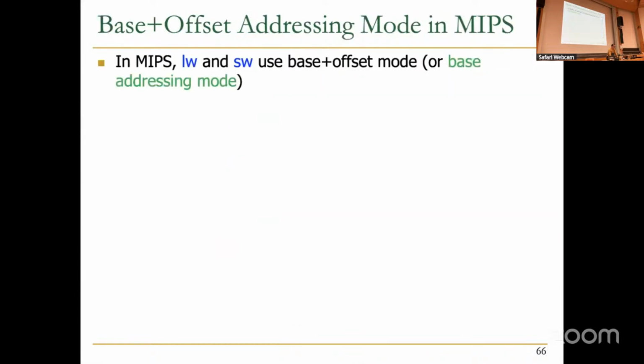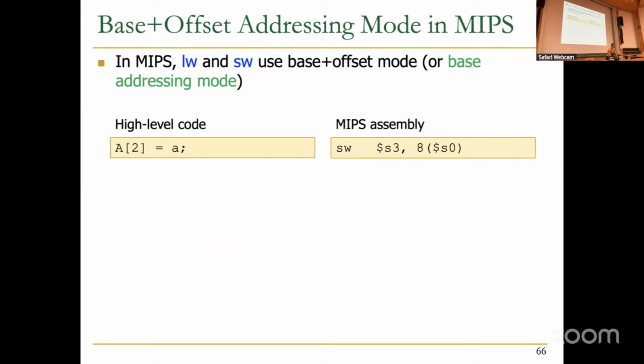Okay. So in MIPS, we've also seen LW earlier. You use essentially the same addressing mode, base plus offset. In MIPS, it's also called base addressing mode. I like base plus offset better because there's an offset actually over there. It's not just a base.